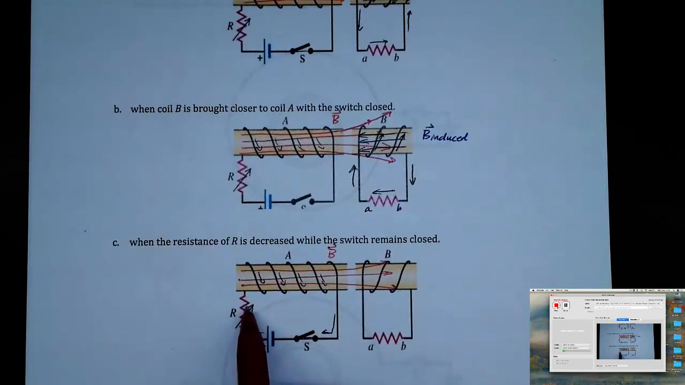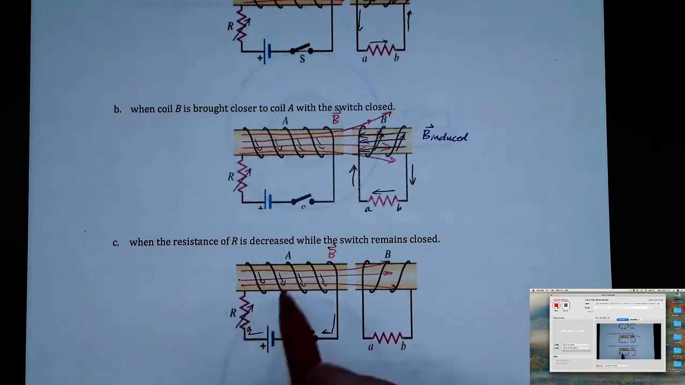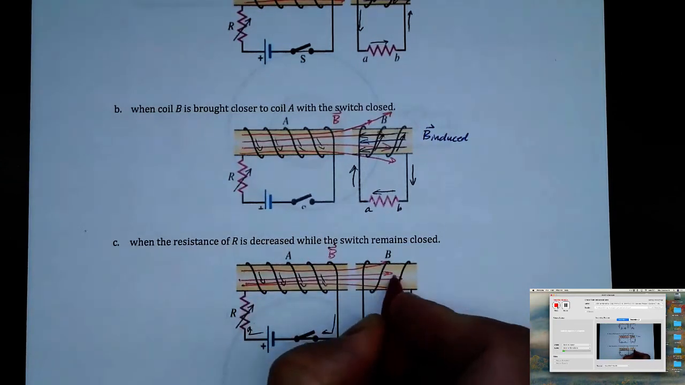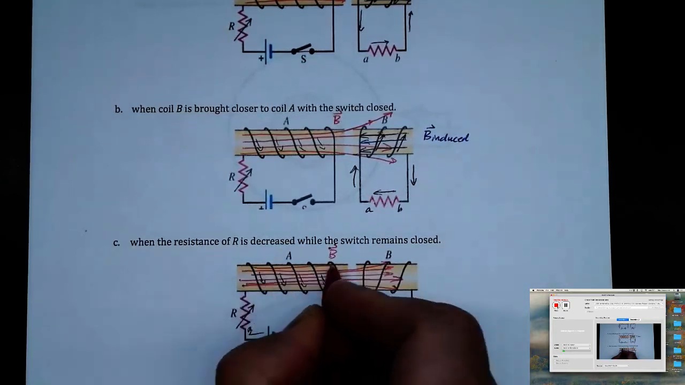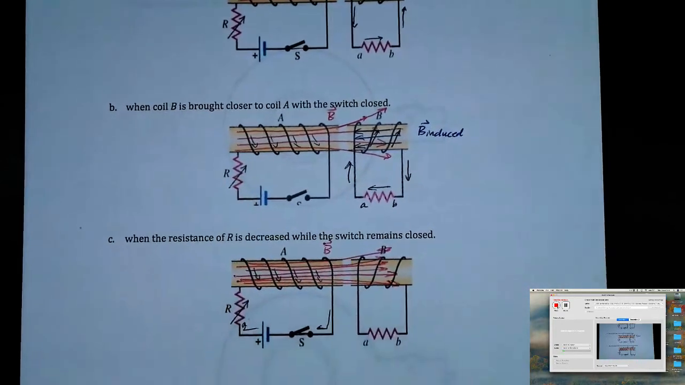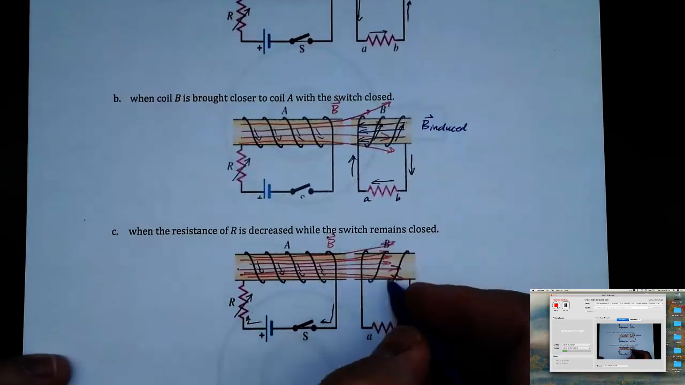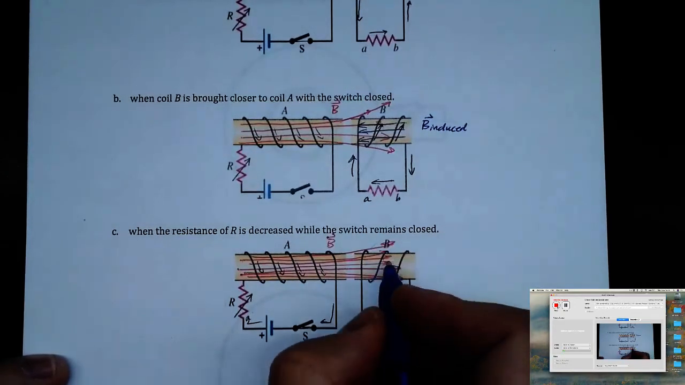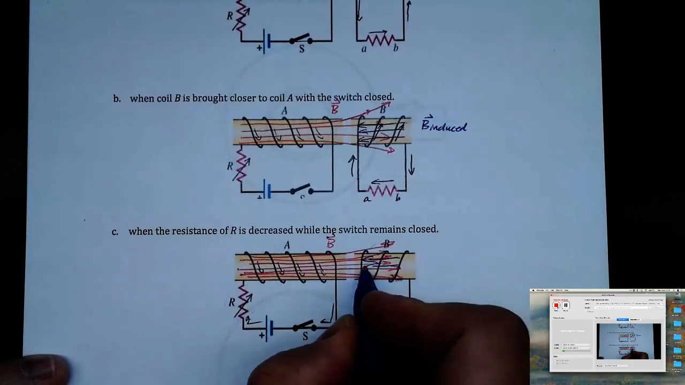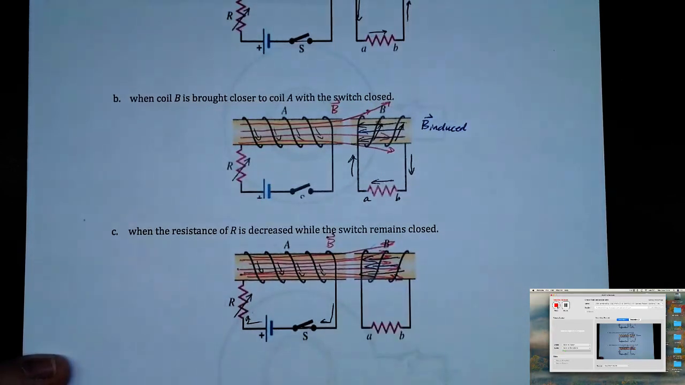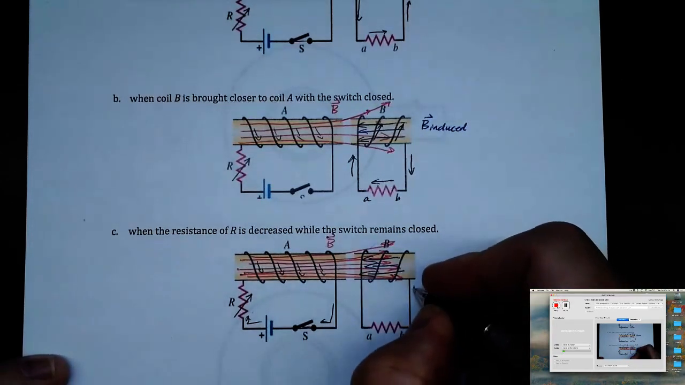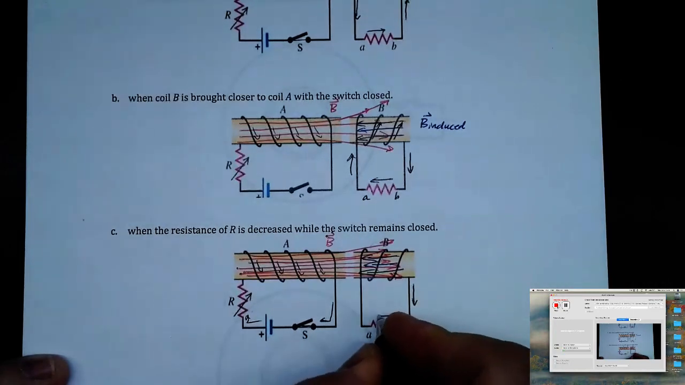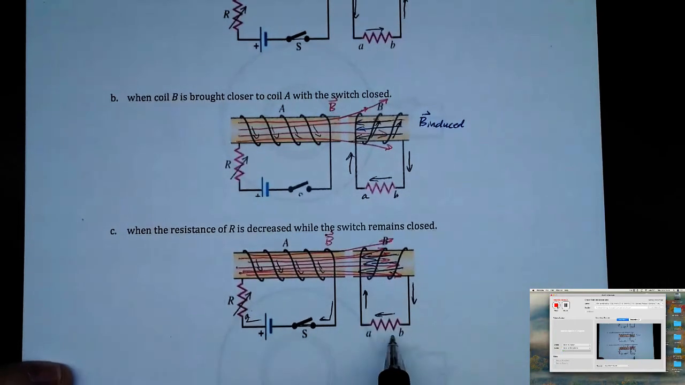Well, from our circuit reasoning, if we make the resistance smaller, the current is going to increase. The current increasing means this magnetic field is getting stronger with time, and as this magnetic field gets stronger, that increases the magnetic flux through this coil. This coil is going to induce a magnetic field in the opposite direction, which is just what we saw in the previous situation, which again is going to be current flow in the direction shown from right to left through the resistor, or from B to A.